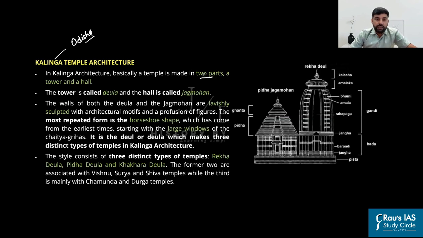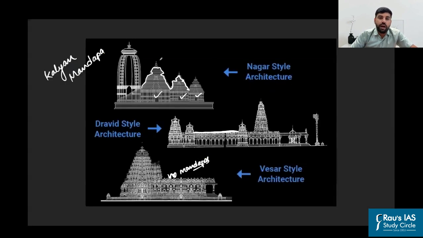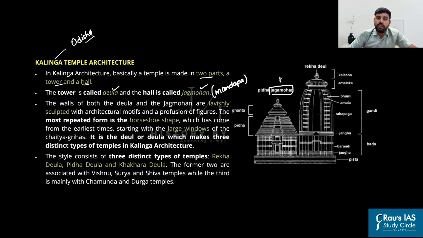It has two parts, the tower and the hall. The tower is known as Deula and the hall is known as Jagmohana. It is nothing but Mandapa, guys. A different name. It is nothing but Mandapa. Just remember this. This is here, Jagmohana. And you don't have multiple of them. See the previous style. You have 1, 2, 3. Here, in the next one, you have just 1.